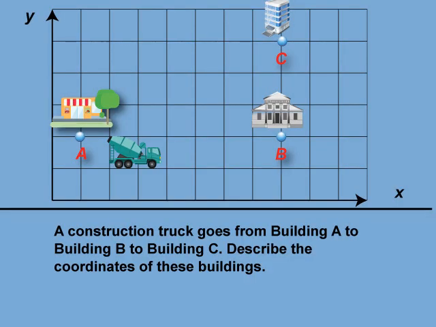A construction truck goes from building A to building B to building C. Describe the coordinates of these buildings. Notice the Cartesian coordinate system. Here is the y-axis, and here is the x-axis. This happens to just show quadrant 1. This truck goes from point A here to point B here to point C here. These 3 points can be graphed with integer coordinates.